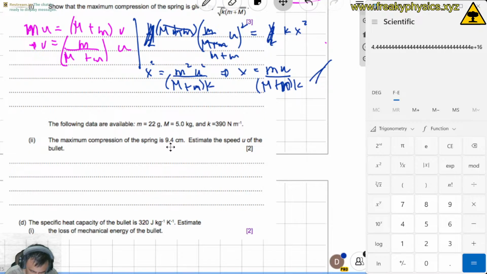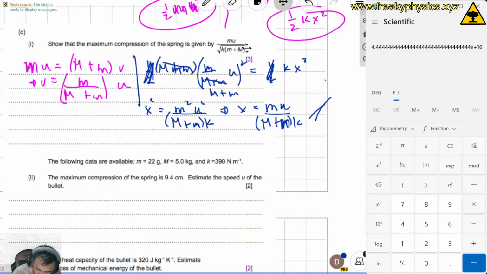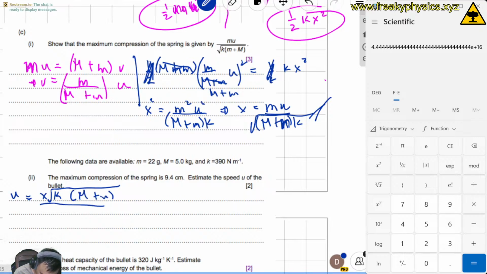So we're looking for speed u. We just rearrange our equation from before. We just move everything to the other side. So what do we get? Since we want u, u will be equal to x, sorry, forgot the square root here, x times the square root of k times the sum of the masses, divided by the small mass m.